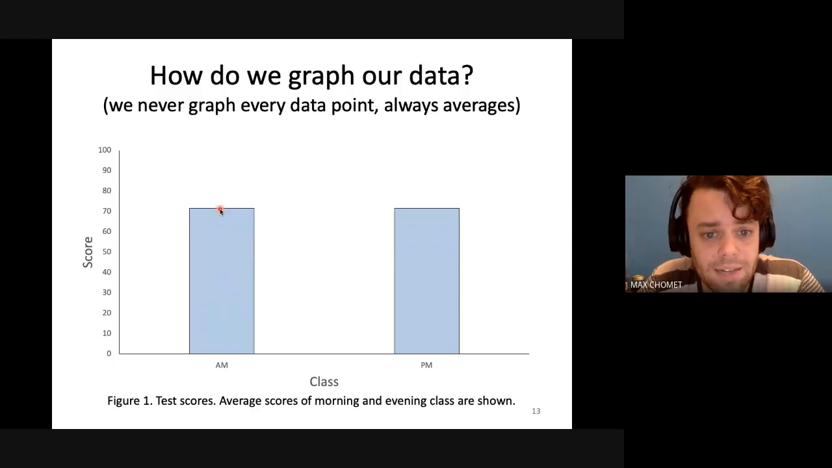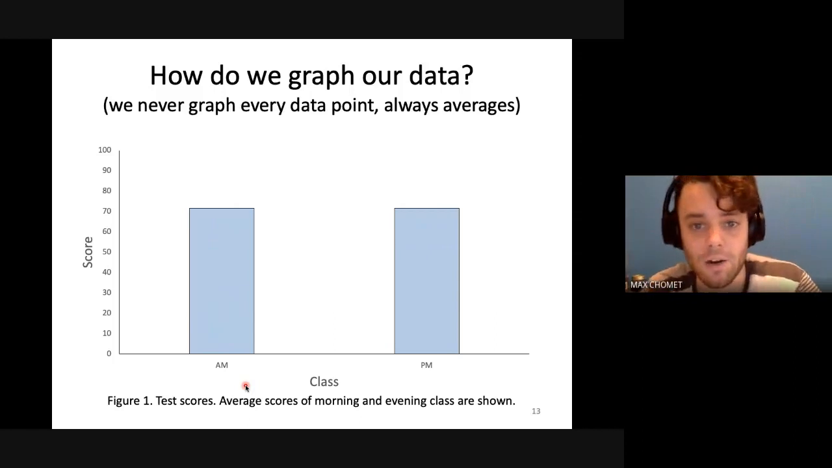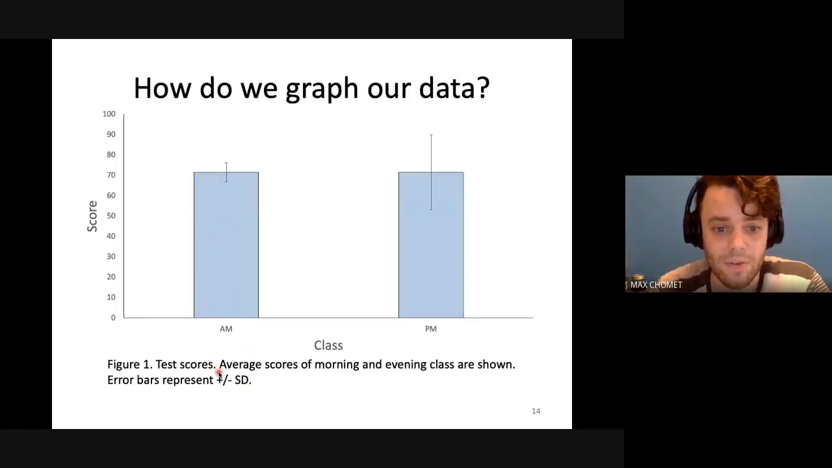The problem here is if I graph the average of the AM versus the PM, they have the exact same average. But you guys know that these two groups are different, right? One is more spread apart than the other. The PM group had a crazy wide range, really inconsistent scores, and the AM group was more tightly grouped. And so what I can do is add something called error bars. If the error bars represent plus or minus standard deviation, that to me means this is telling me where most of the data are. So this is my average, and this is where most of my data exists in this range, about 68%.